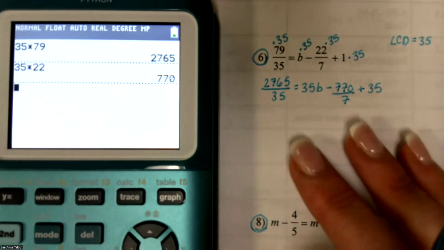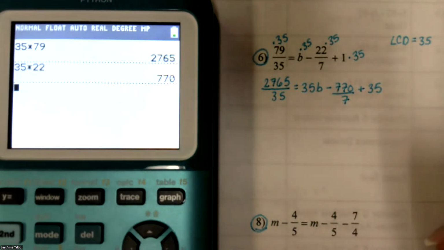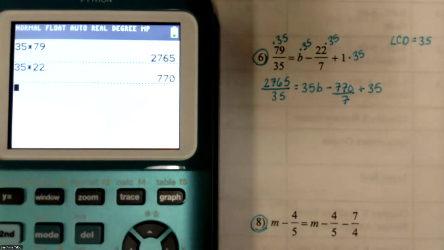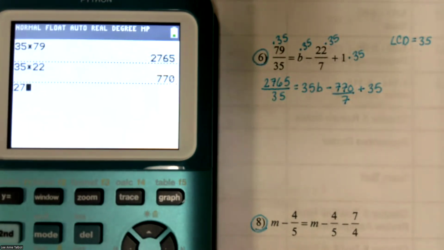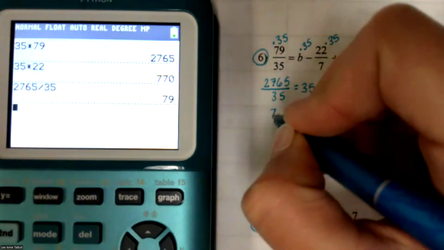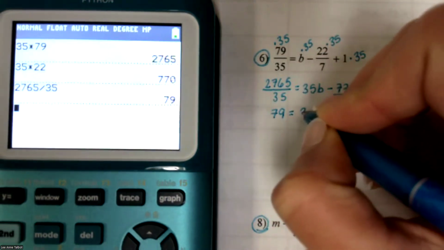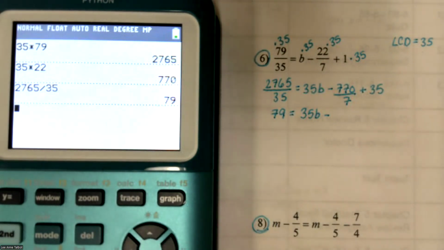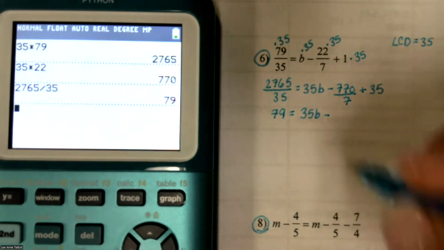You guys have any questions about where my numbers came from? Okay, what do I do next after multiplying? Yep, 2765 divided by 35. I really shouldn't have to do that in the calculator. That's 110, right?